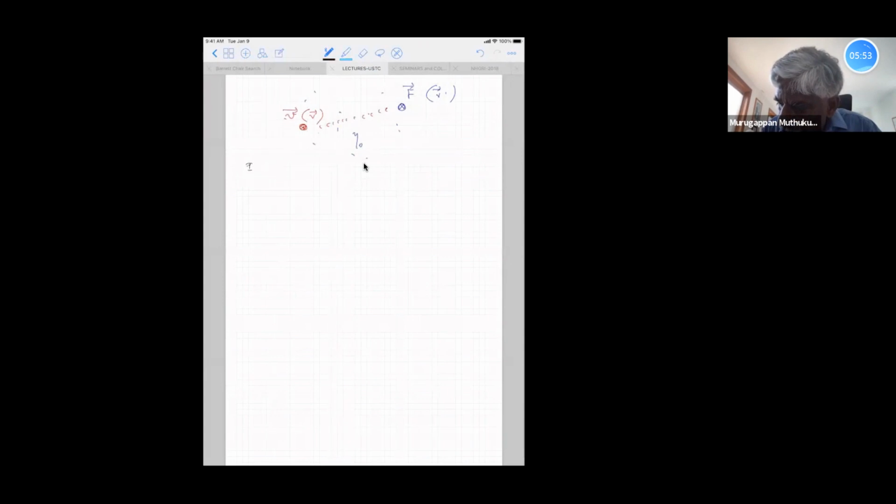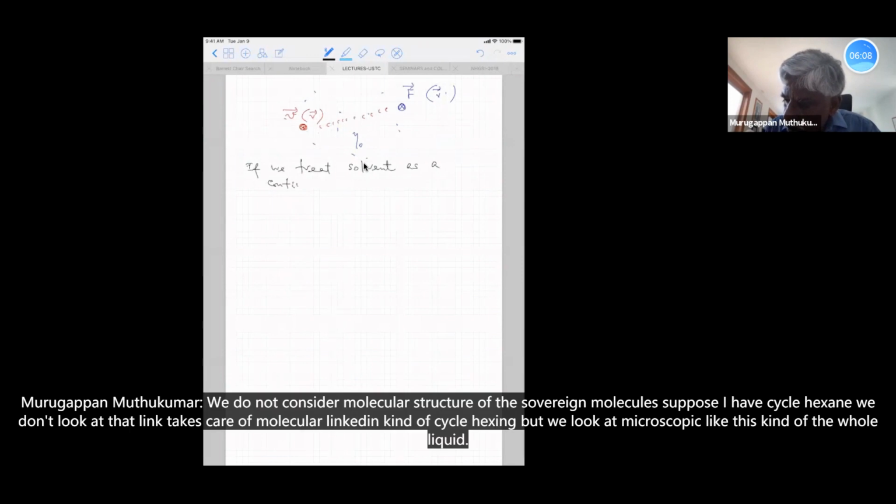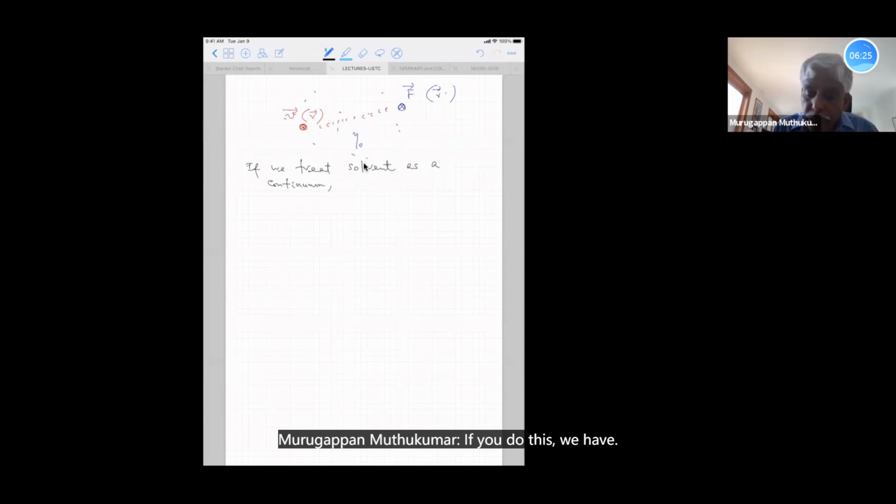If we treat the solvent as a continuum, that means what? We do not consider the molecular structure of the solvent molecules. Suppose I have cyclohexane, we don't look at the molecular length scale of cyclohexane, but we look at the macroscopic length scale of the whole liquid. If you do this, we have the Navier-Stokes equation.